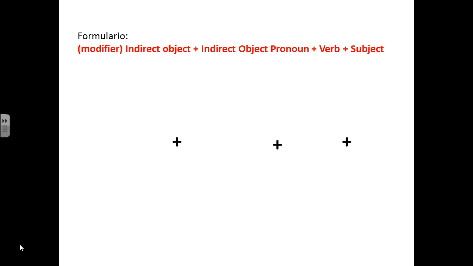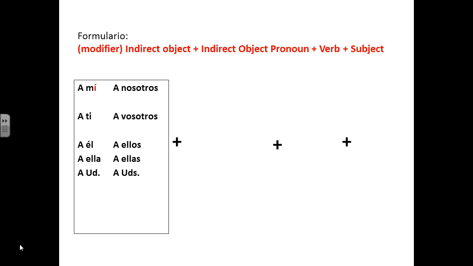Here's the formula again. And now I'm going to give you 4 boxes. These are actually, like I said, the indirect objects or the modifiers. So you're going to write these down in the box. I would suggest that you color code the accent mark over the me, because it does have an accent mark. Now with all of these, you have to have the a in front of it. You cannot just have me. These are modifiers, though. You don't necessarily need them all the time.